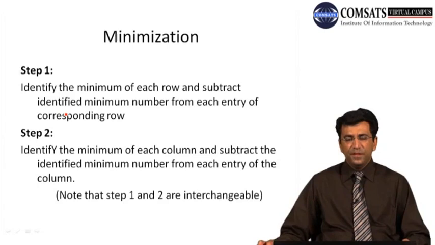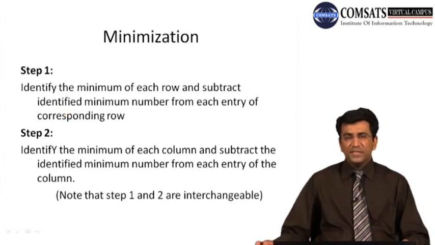In the first step, we'll have to identify the minimum of each row and subtract the identified minimum number from each entry of the corresponding row. So in this step, we will identify the minimum number in each row, and then subtract that minimum number from every number of this row. This is also known as row operation. After this row operation, we'll have to recompute our table.